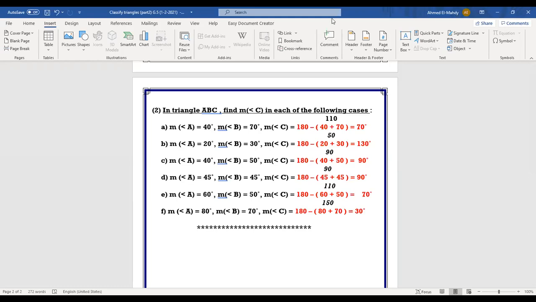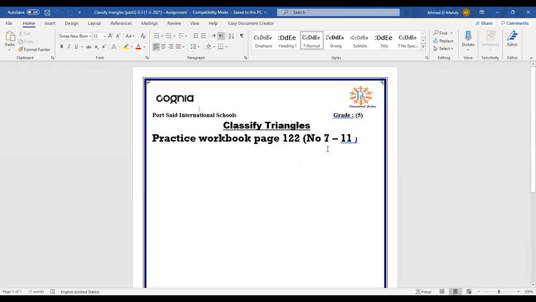Today's homework, guys: the rest of yesterday's page 120, from 7 to 11. Yesterday we solved 1 to 6. Today from 7 to 11, the rest of it. Okay guys?